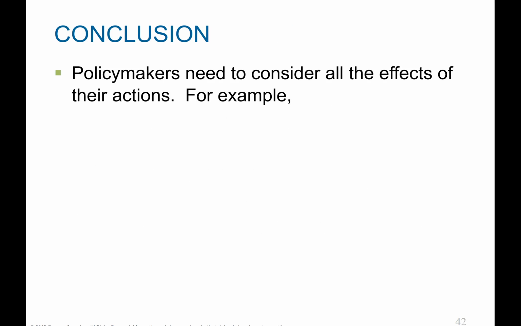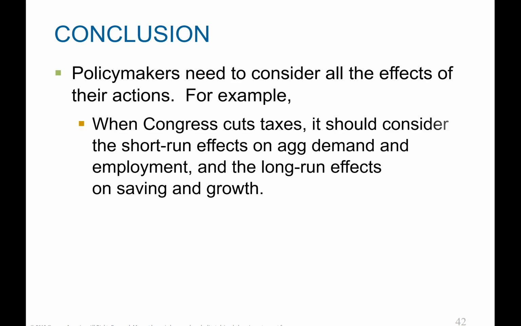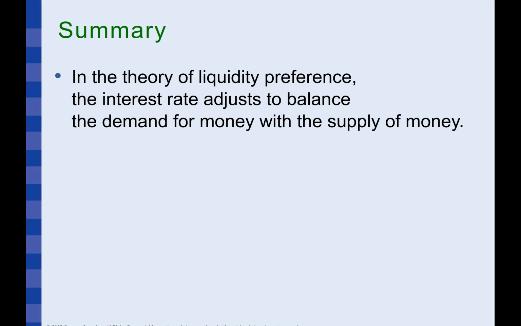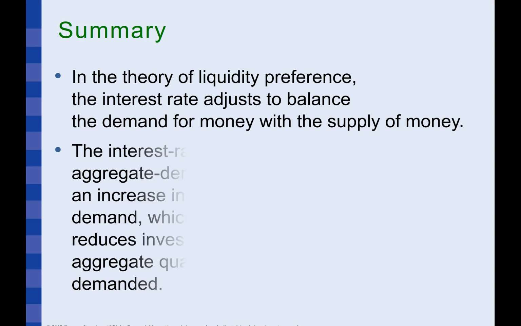So in conclusion, policymakers need to consider all the effects of their actions. So when Congress cuts taxes, and of course they do, they should consider the short-run effects on aggregate demand and the long-run effects on saving and growth. When the Fed, and this is the actions of the Federal Reserve, reduces the rate of money growth, it must take into account not only the long-run effects on inflation, but the short-run effects on output and employment. And of course, these things are carefully considered when these changes are made.